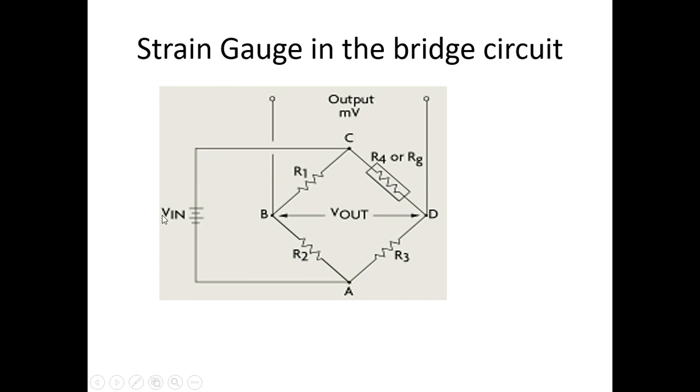When the bridge is perfectly balanced, you will get 0 volt across the output. But if, out of these 4 resistors, one resistor is the strain gauge and the others are fixed value resistors, and the strain gauge resistor changes because of the strain applied, then you will find some change in the output, and that output change is directly proportional to the change which happens on this particular strain gauge.